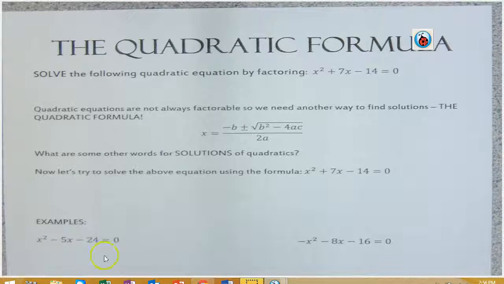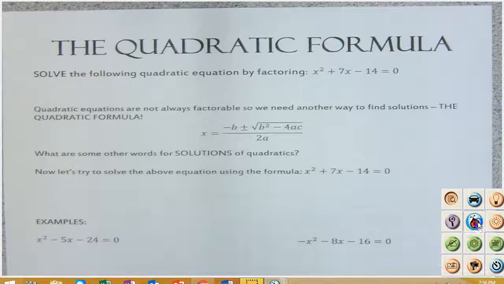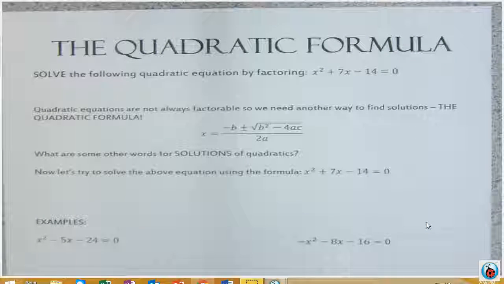Alright guys, here are the notes for the quadratic formula. I'm not going to do every single problem on here, but I will do a lot of them so that you can get some extra practice. Hopefully this will be in addition.